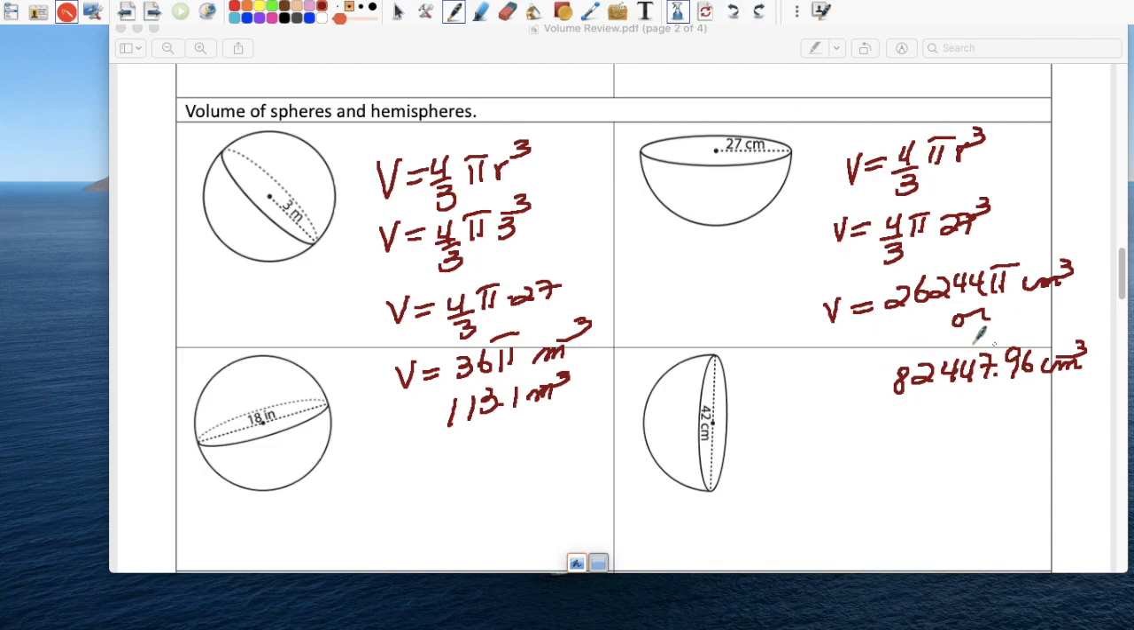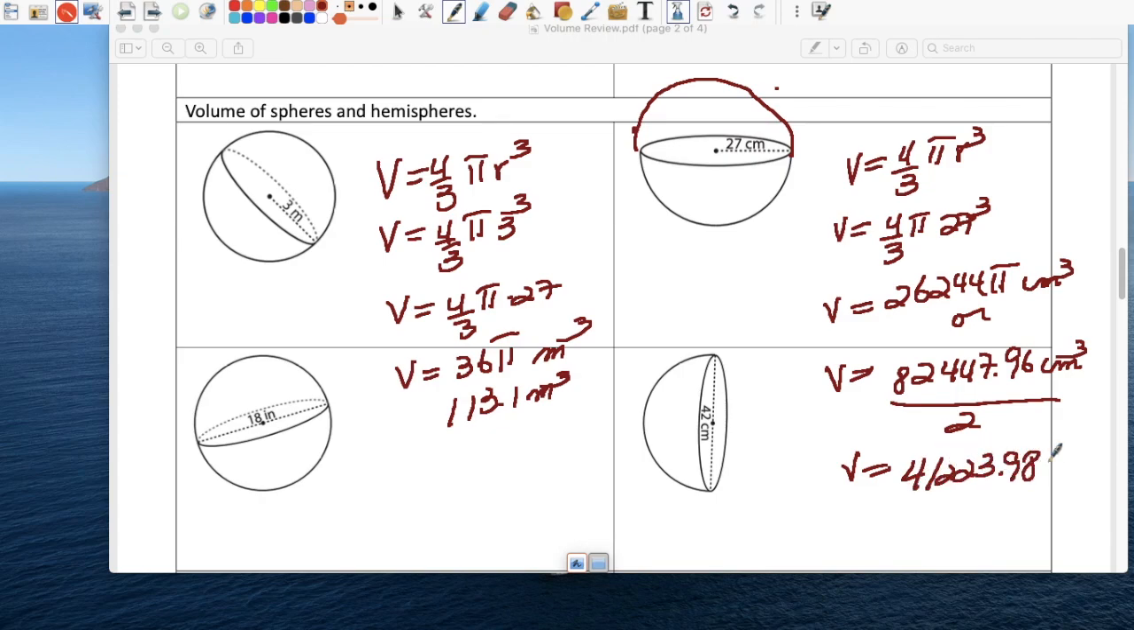Okay, I made a mistake. What is the mistake I made? I found the volume for a full sphere, right? If that was a full sphere, but this is not a full sphere, so I had to divide this by 2. So 82,447.96, which I rounded off, unfortunately, but it's okay, divided by 2, 41,223.98 centimeters cubed. So that's the actual approximate volume for this sphere, which is only half a sphere.